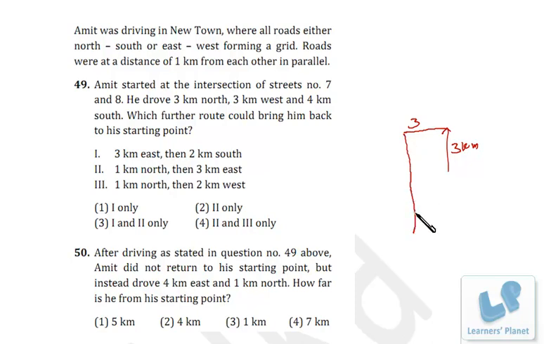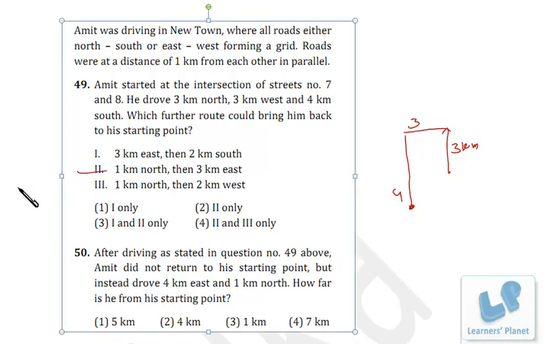okay, so that's 4 kilometers south, right? So this is his final position, this is his initial position. So what is happening over here? He is 1 kilometer south and 3 kilometers west. That means to reach his initial position, he has to go opposite. He is 1 kilometer south, so he has to go 1 kilometer north. And instead of 3 kilometers west, he has to go 3 kilometers east, right? So 1 kilometer north and 3 kilometers east.